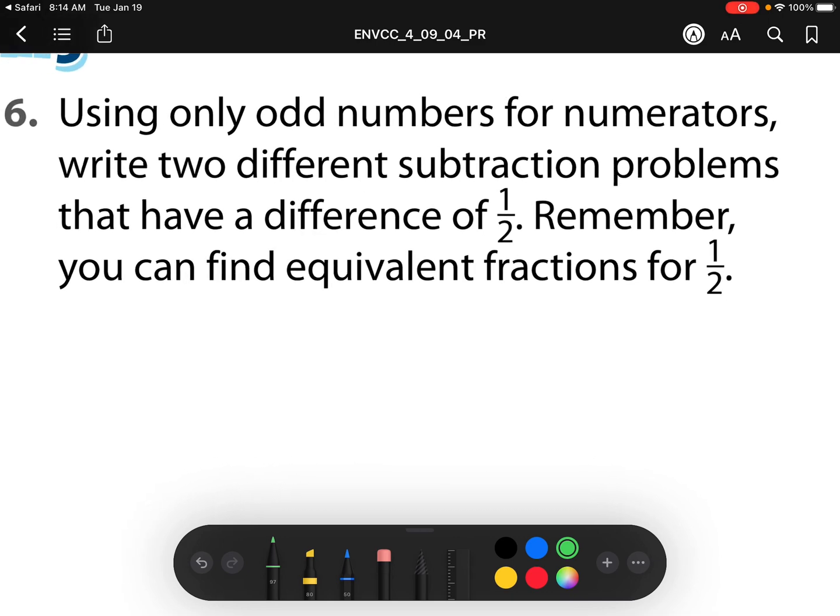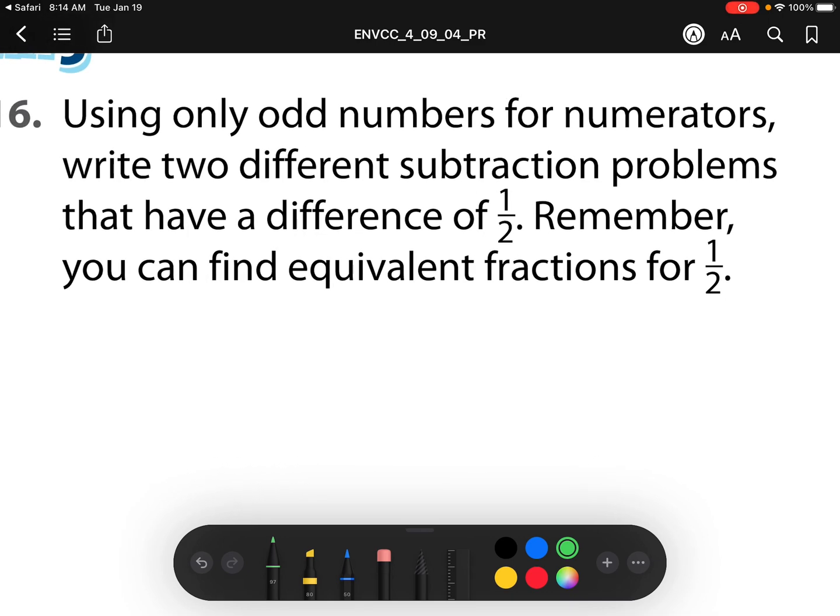Number 16, using only odd numbers for the numerator. Remember, numerators are the top numbers. Write 2 different subtraction problems that have a difference, so that means has an answer that's equal to 1/2. Remember, you can find equivalent fractions for 1/2. So I'm not sure where to start, but it gives us this hint right here. You can find equivalent fractions for a half.